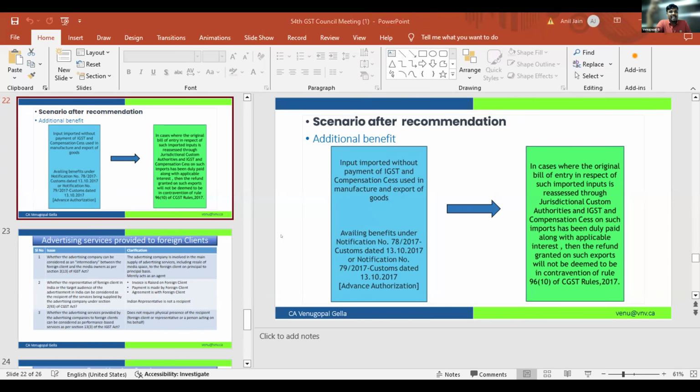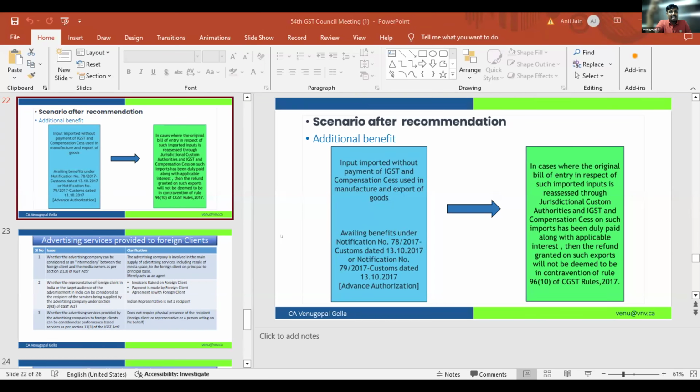The first distinction and the first clarification they have brought is that if they are working on a principal to principal basis, it will not fall under intermediary service. Now, as for intermediary service, we know that it is a person who works or acts on behalf of another person.